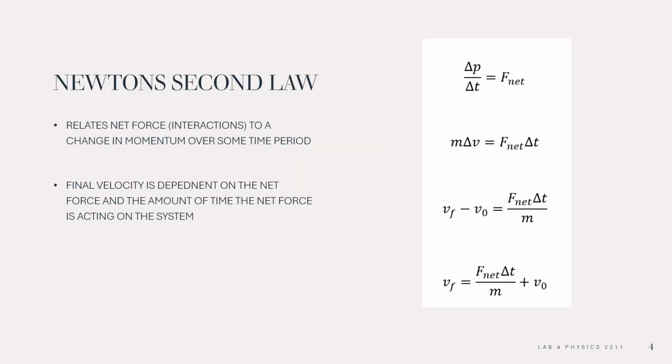Alright, so Newton's second law relates net force, or interactions, to a change of momentum over some time period. That's what that first equation on the right shows. And then we discover that final velocity is dependent on the net force and the amount of time the net force is acting on the system. That's essentially what we get from that bottom equation. Those are going to come into play when we do a little bit of our coding.